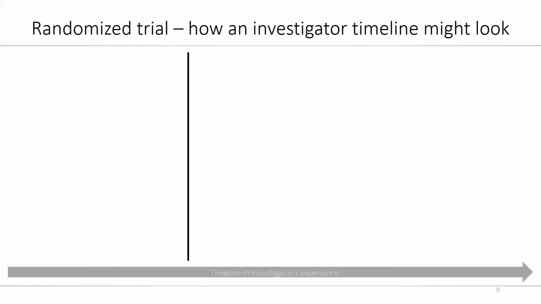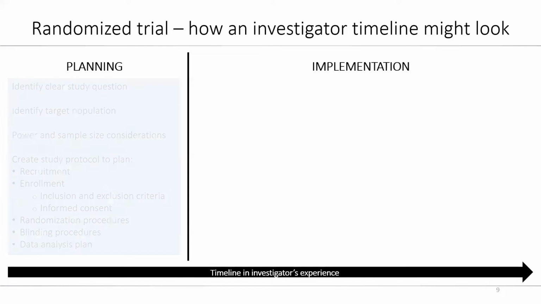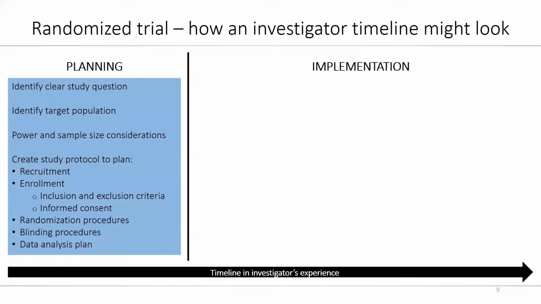They need to come up with a clear study question and identify a target population that corresponds to the question, and really identify how many people they need to have in their trial in order to answer the question from a statistical point of view. Additional planning regarding the recruitment and enrollment of patients includes inclusion and exclusion criteria that need to be very clearly specified, and informed consent procedures to protect patient rights.